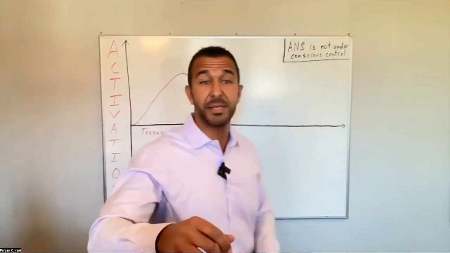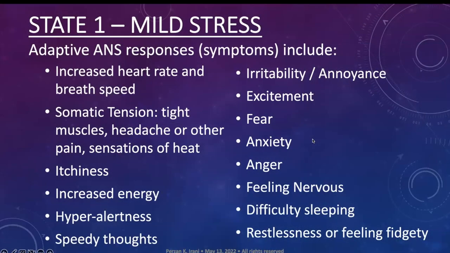So what are the symptoms of state one? State one, mild stress. Okay, the symptoms, or more appropriately and accurately, the adaptive autonomic nervous system responses include increased heart rate and breath speed, somatic tension, tight muscles, headache, other pain, sensations of heat, tight jaw, itchiness, increased energy, hyper alertness, speedy thoughts, irritability, annoyance, excitement, fear, anxiety, anger, feeling nervous, difficulty sleeping, restlessness, or feeling fidgety, right?